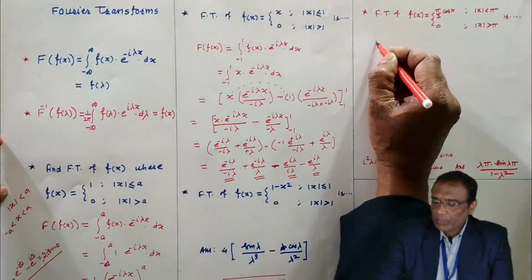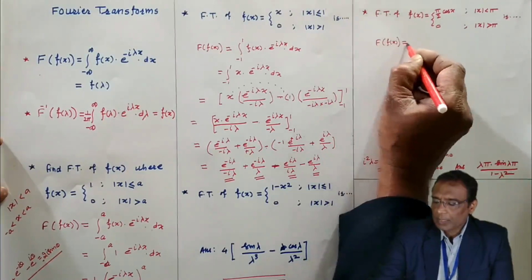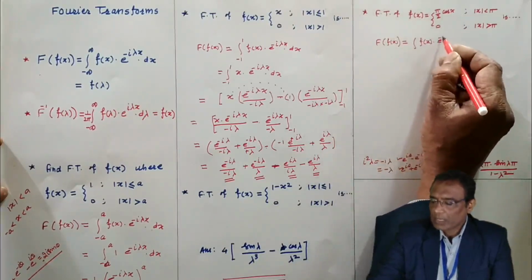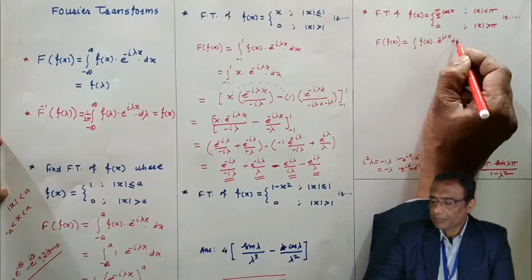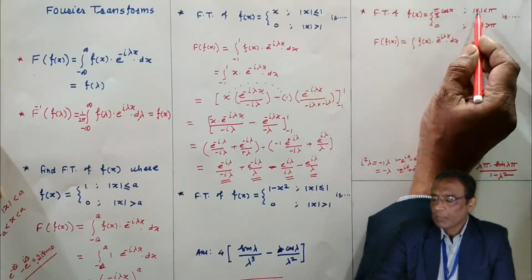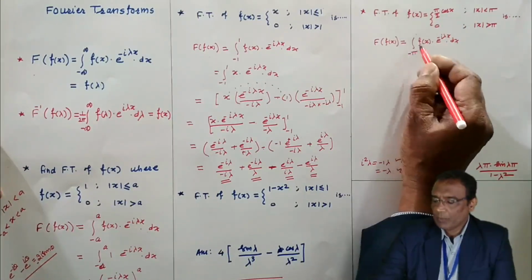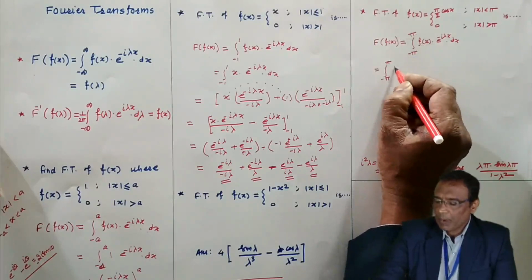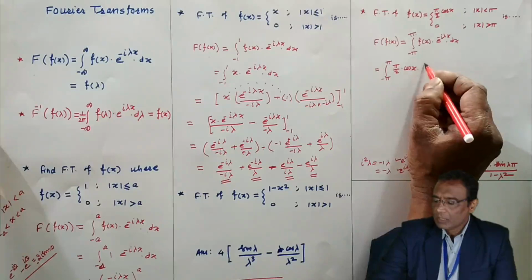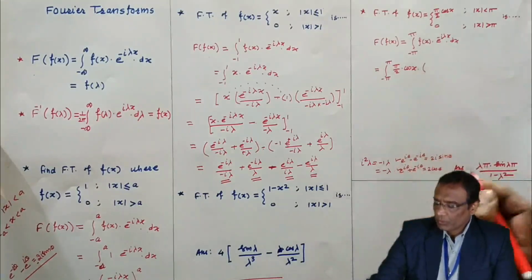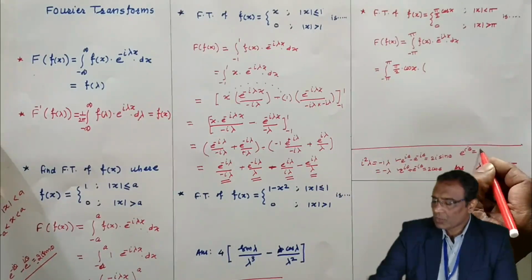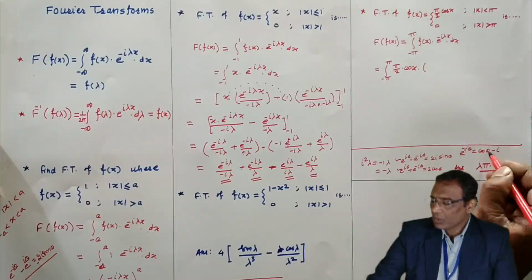Next problem. The Fourier transform of f(x), here minus infinity to infinity, f(x) e to the power minus i lambda x dx. This is the definition. Limits minus infinity to infinity. But the non-zero value of f(x) appears for minus pi to pi. Here I am writing minus pi to pi. The f(x) is pi by 2 cos x e to the power minus i lambda x. So for the sake of simplicity, what I am going to do? I am going to use this formula, e to the power i theta is cos theta plus i sin theta, e to the power minus i theta is cos theta minus i sin theta.